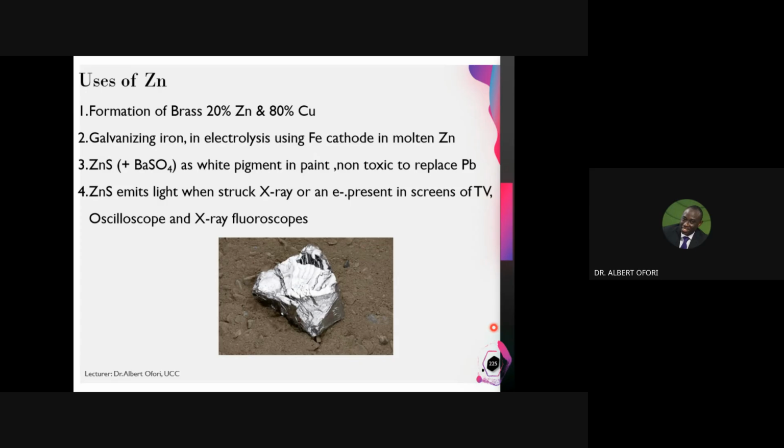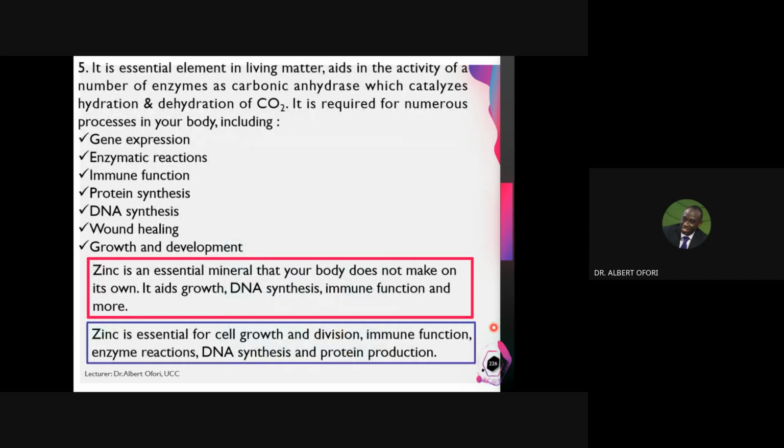But if you look at it, the most usage of zinc is the galvanizing of metals. But then in human systems, we use zinc because that is also a trace metal. It's quite essential because of our DNA and enzymes, so we have those enzymes that are zinc related.